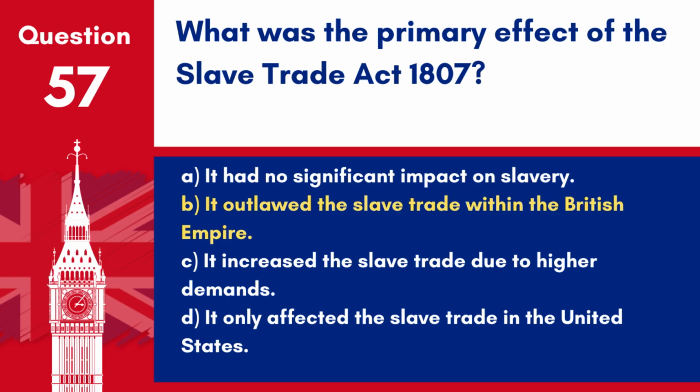Answer: B. It outlawed the slave trade within the British Empire. The Slave Trade Act 1807 was a landmark law that prohibited the slave trade in the British Empire, significantly impacting the global trade in enslaved people.